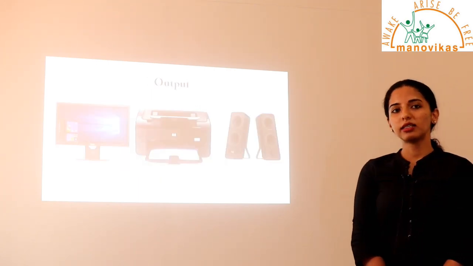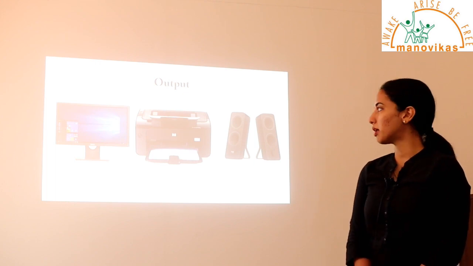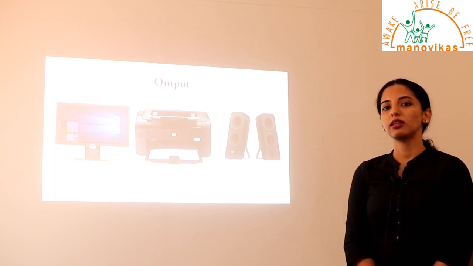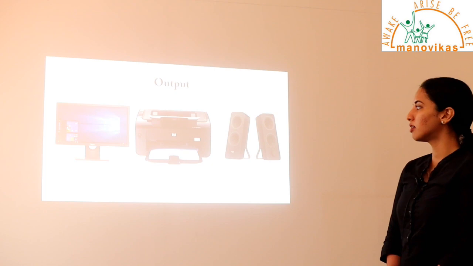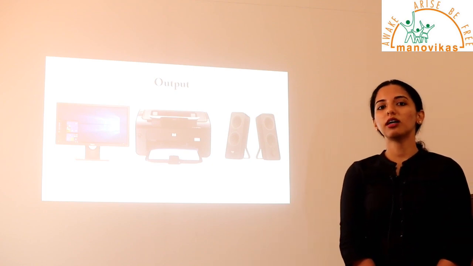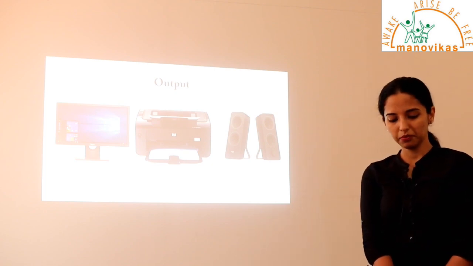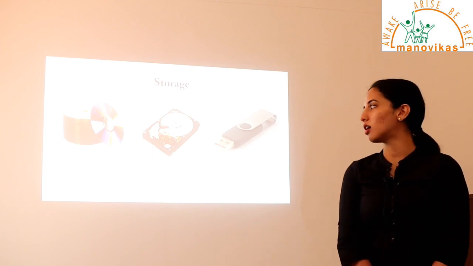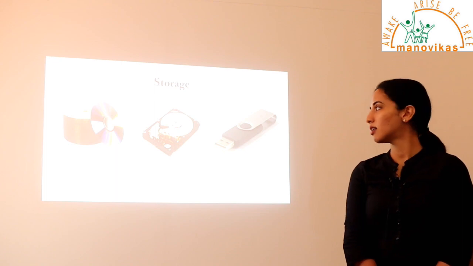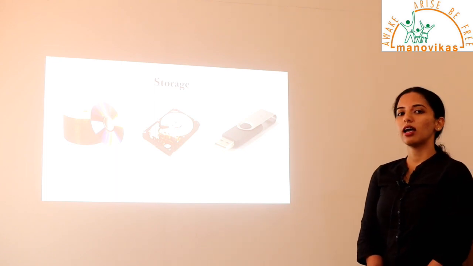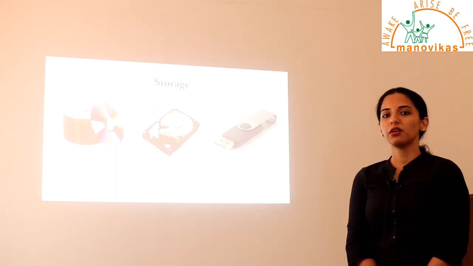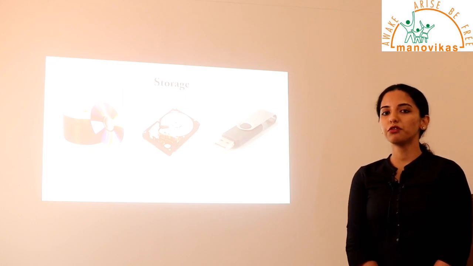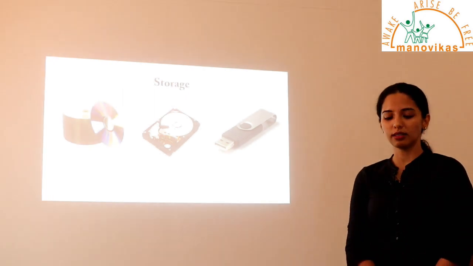The processed data is then given out by the output devices. These output devices are the monitor, the printer and the speaker. The storage units for the computer are the CD, hard disk and the pen drive. We can store data or information on these devices.